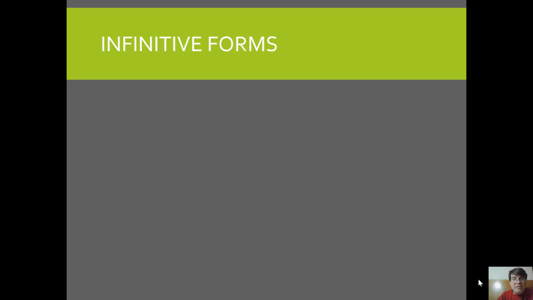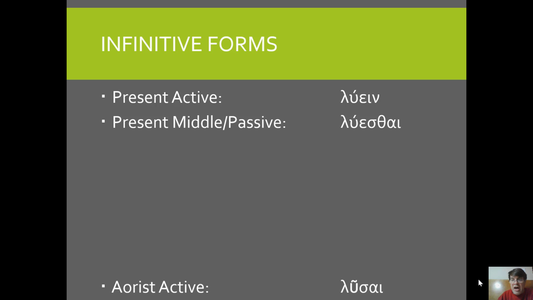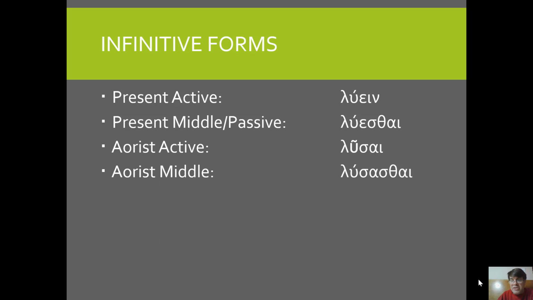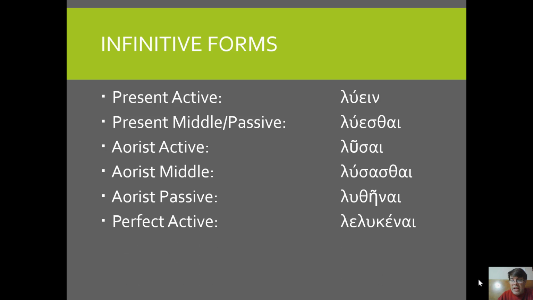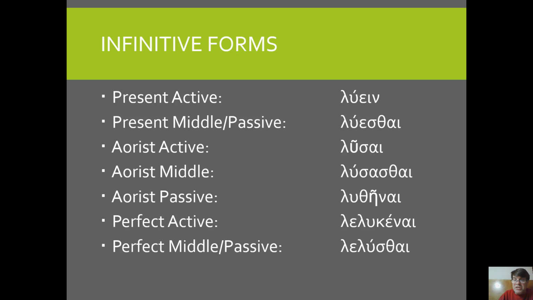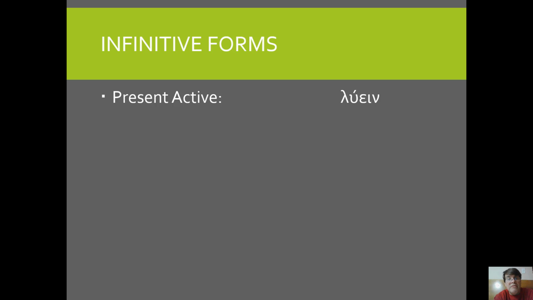Okay, what are the basic infinitive forms? So the present active infinitive form, the very first form you learn is ein, epsilon iota nu. But all the other forms have iota at the end. Luesthai, lusai, lusasthai, luthenai, lelukenai, lelusthai. So you can see that 6 out of the 7 infinitive endings end in iota. Okay? So 6 out of the 7 infinitives end in iota, and the first one, the one that isn't iota, is the first infinitive form you learn, luein.